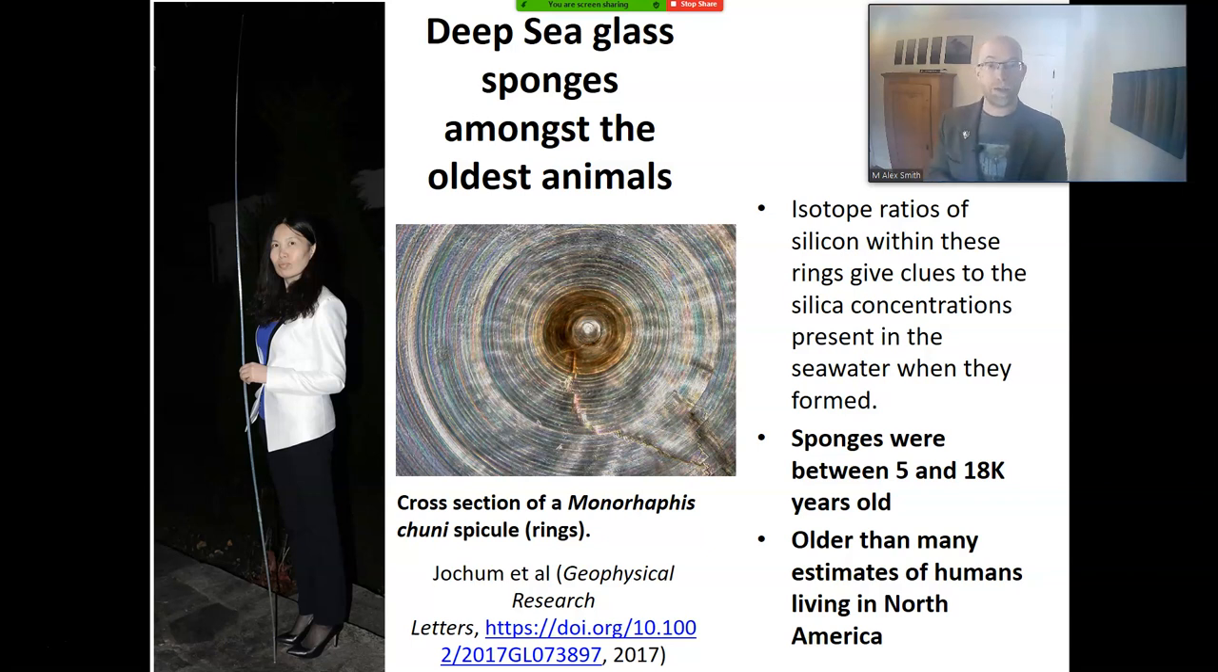And we know some of these glass sponges were alive 5 to 18,000 years ago. That's an individual organism that was alive 5,000 to 18,000 years ago. So sponges off the coast of British Columbia were alive when humans arrived in North America.